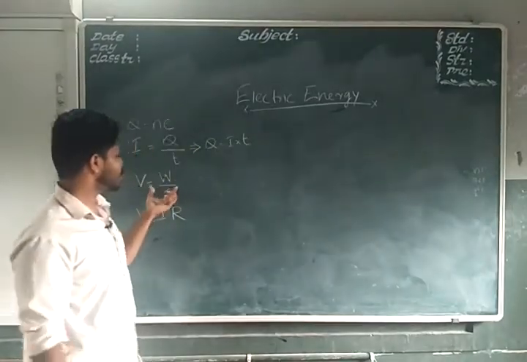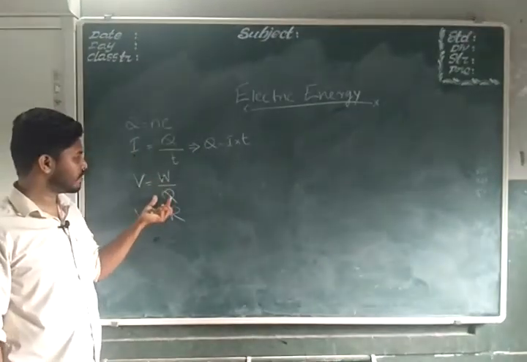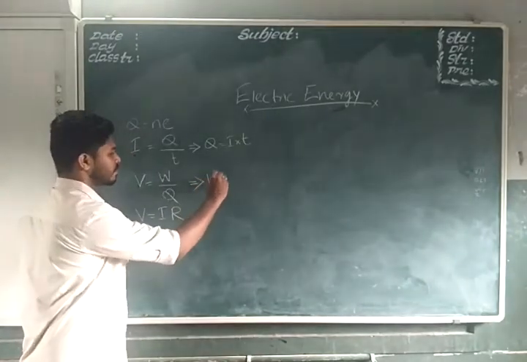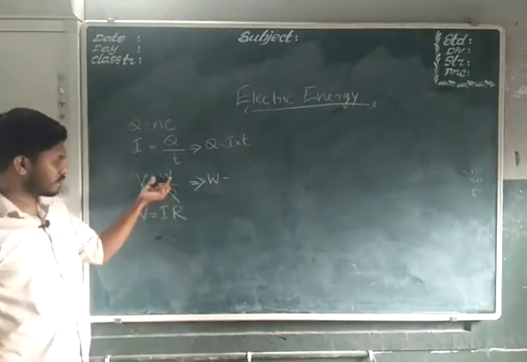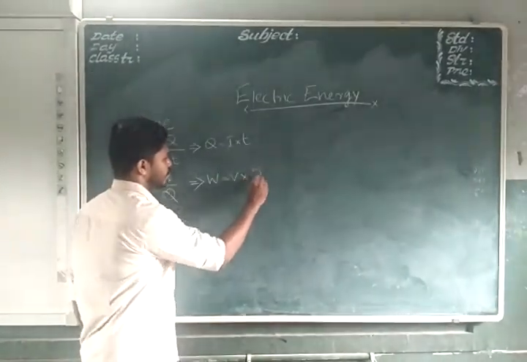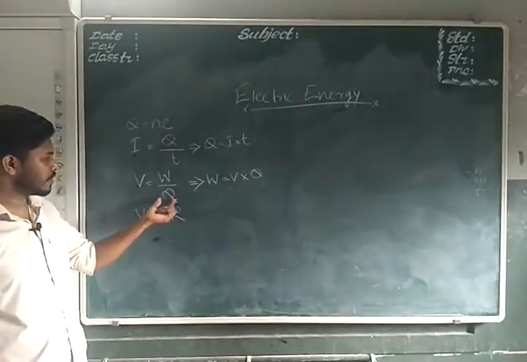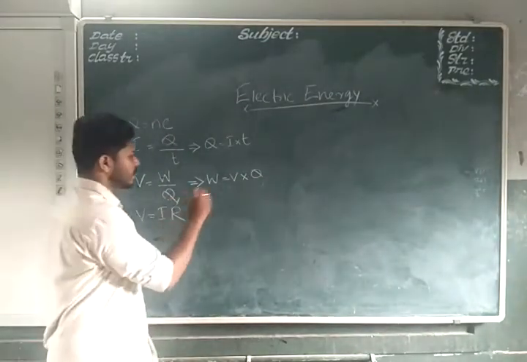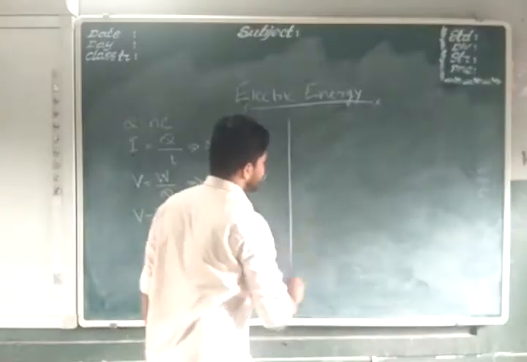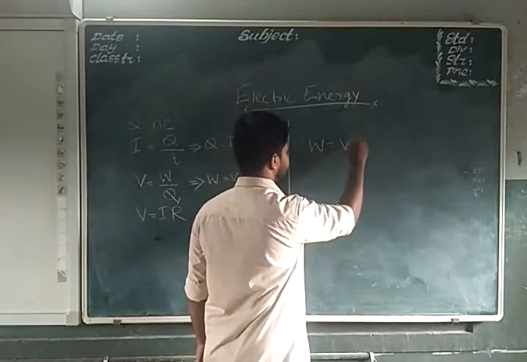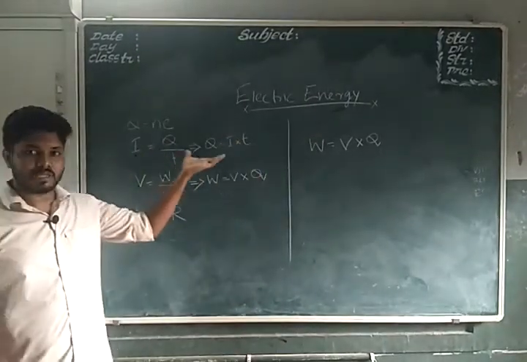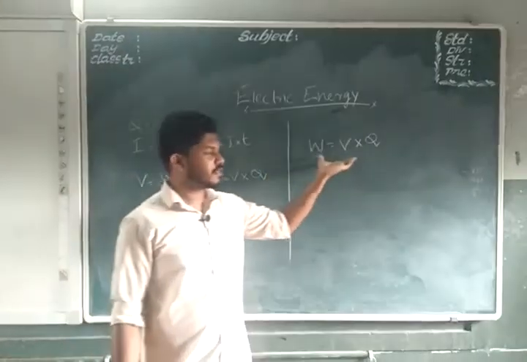We already know the equation for electric energy, W equal to V into Q. From these equations we can form an equation for work done. Work done is equal to V into Q. How does it become V into Q? Taking Q to the other side. So it becomes W equal to V into Q. So the same equation we are studying here too. Nothing new you are studying, just the things we already studied. W equal to V into Q.